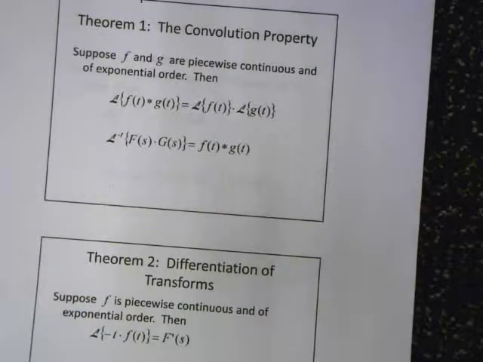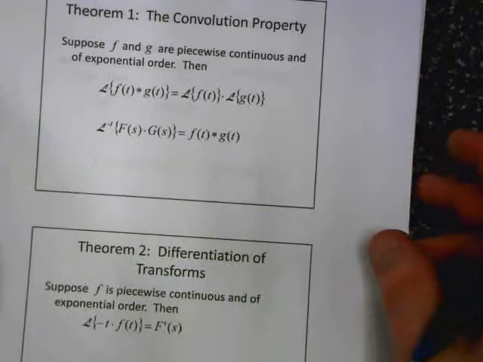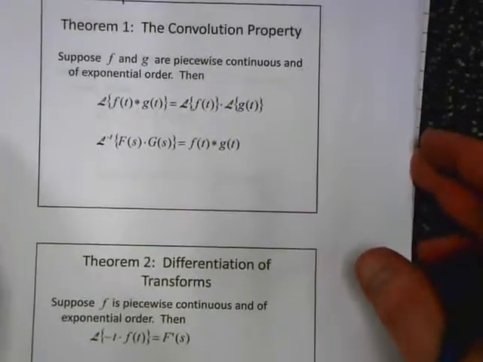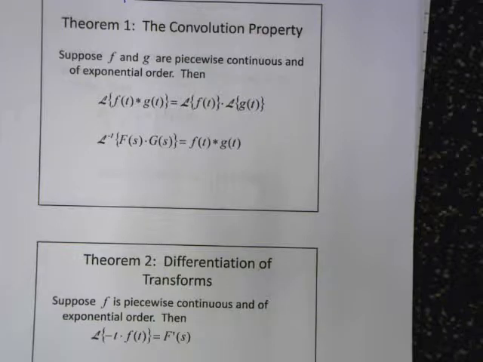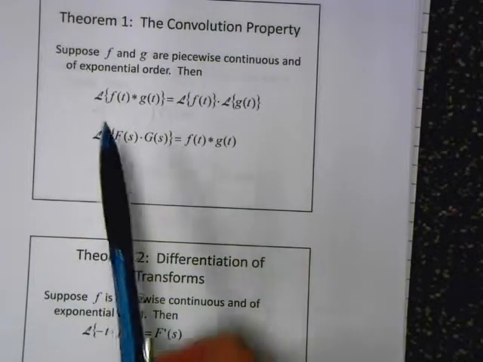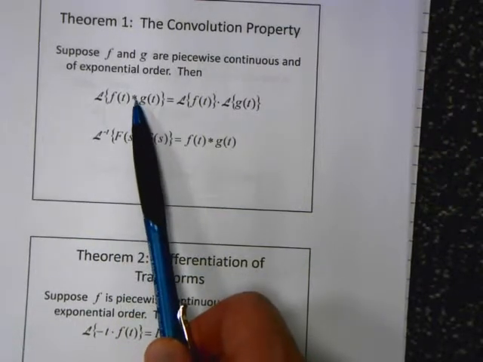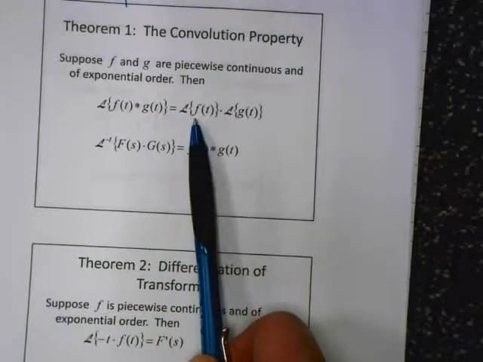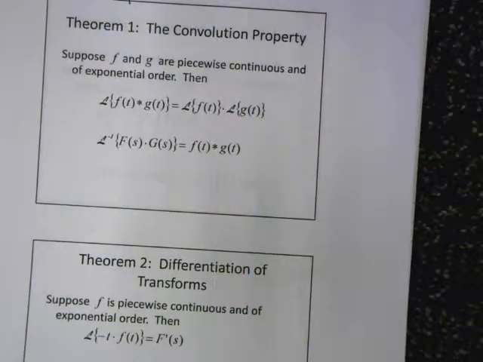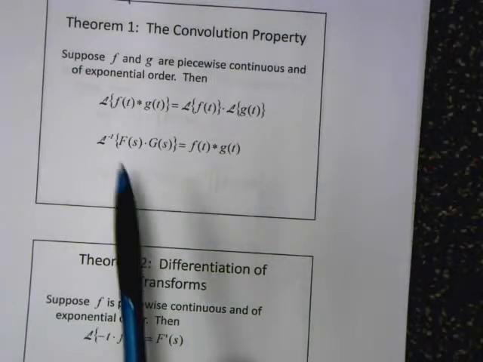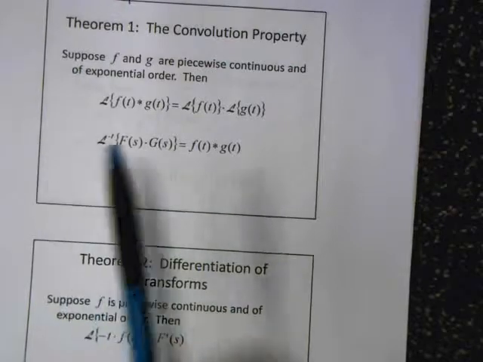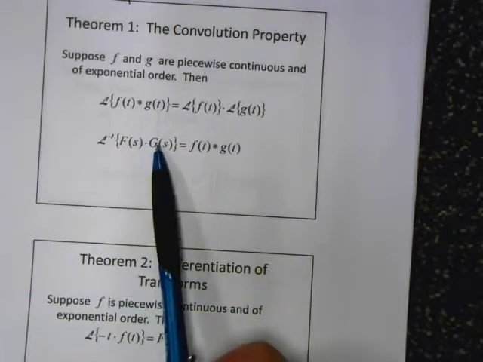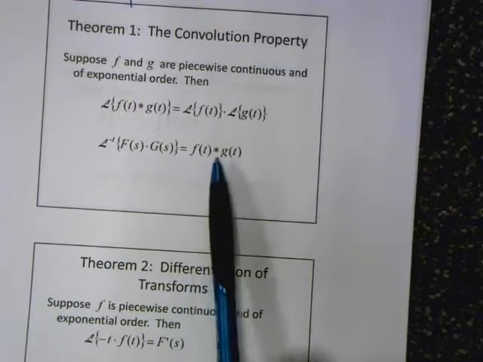How about exponential order? What did that mean again? Increases slower than an exponential function. So if f and g are both piecewise continuous and of exponential order, then the Laplace transform of f convoluted with g is equal to the Laplace transform of f times the Laplace transform of g. Or conversely, the inverse Laplace transform of capital F times capital G is little f convoluted with little g.